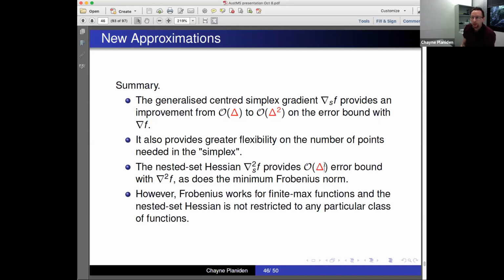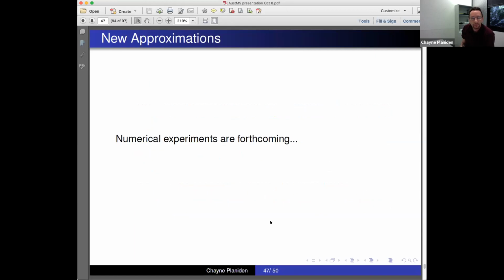And it's not so restrictive as the Frobenius norm, because the Frobenius norm works very nicely for finite max functions, but I don't know about other classes of functions. And this nested set Hessian will work for, as far as I know, not any restricted class of functions.